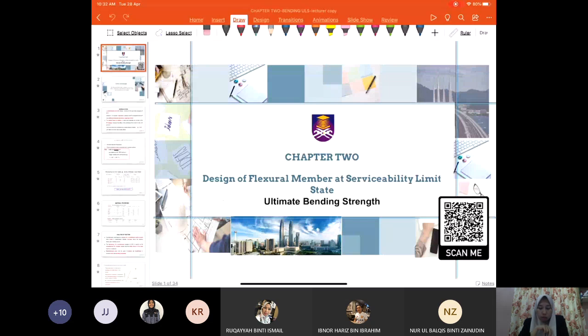release something about bending moment as well. Okay.